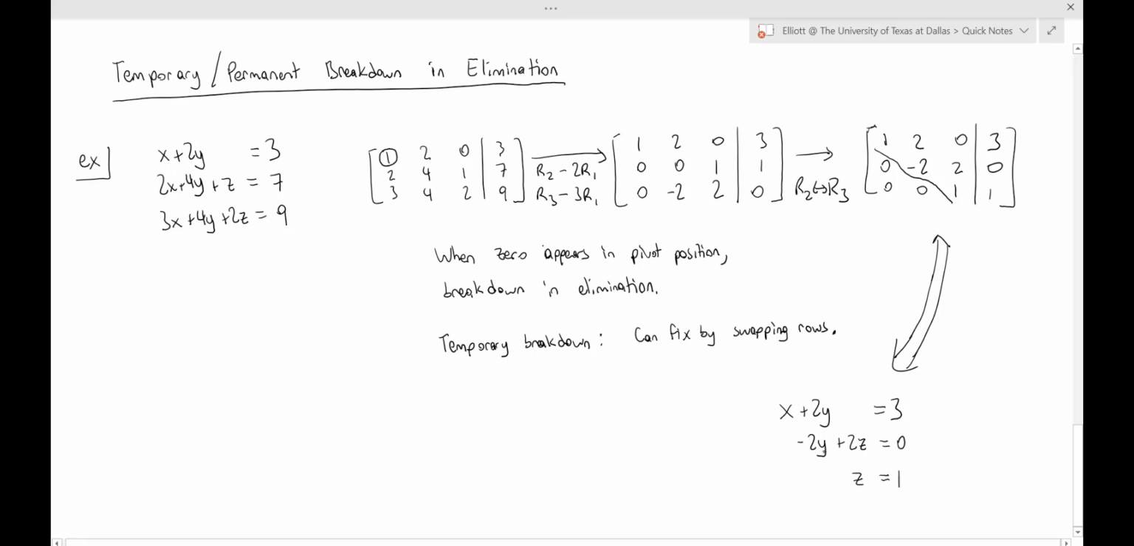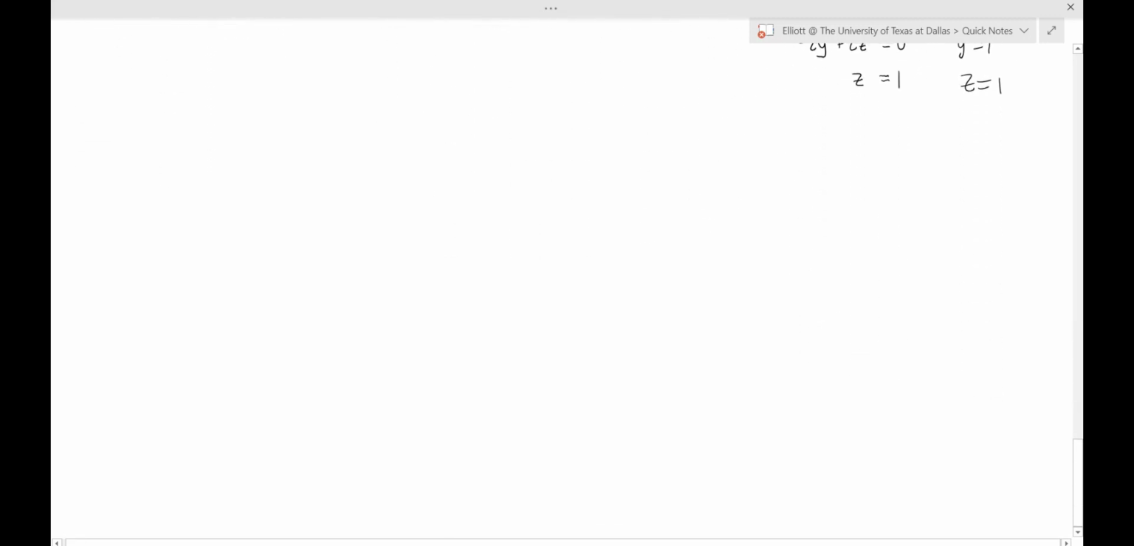Okay, so here, if you move the 2y over, cancel the 2's, you get z equals y. So in other words, y would be equal to 1 as well. And then if y is equal to 1, move the 2 over, you get x is equal to 1. And so that gives you the solution. Now, sometimes you're not able to fix the breakdown by swapping rows. In that case, that means that you have a permanent breakdown instead.